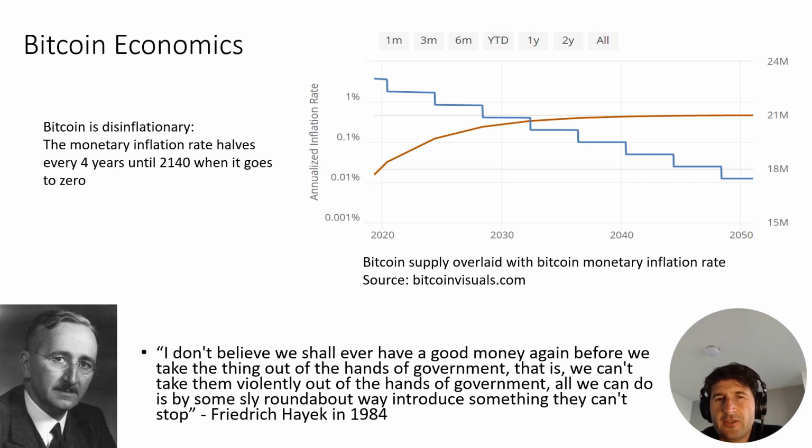Right now, the issuance of Bitcoin on an annual basis is less than 2%, and by the next halving, it will be less than 1%.